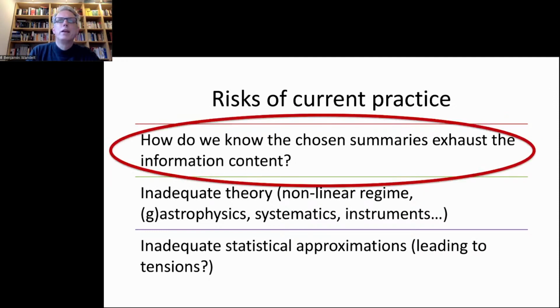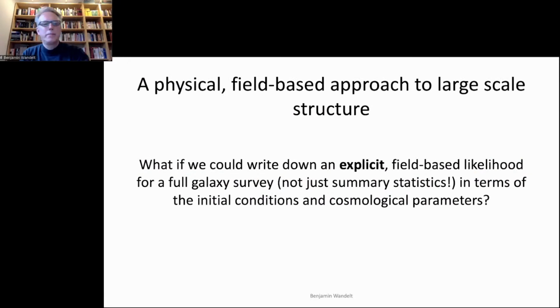All right, so can we go beyond choosing summaries? In this first part, I'm going to talk about a very physical form of machine learning, where the idea is, okay, let's not write down the likelihood for the power spectrum or something like that. Let's just write it down for the entire survey, the whole thing. So it's an explicit likelihood based on the field of galaxies that you see in a survey as a function of redshift, and can we then use that to infer the initial conditions and cosmological parameters?